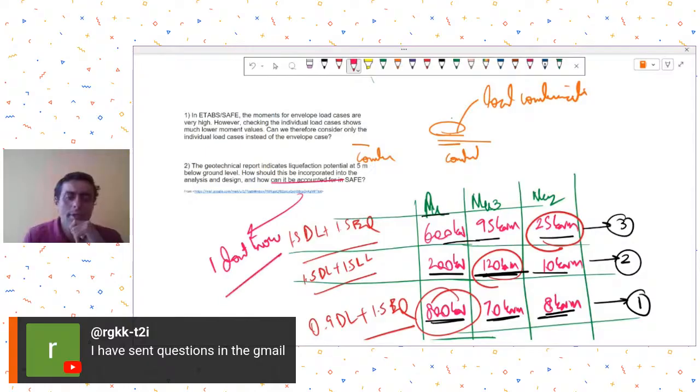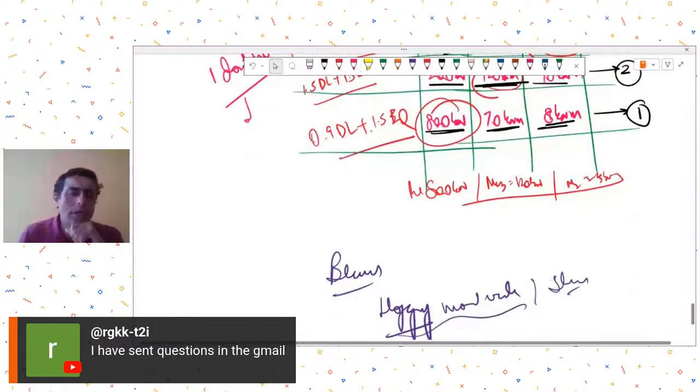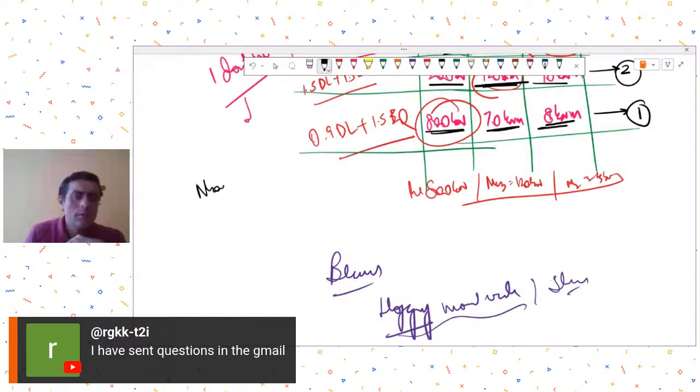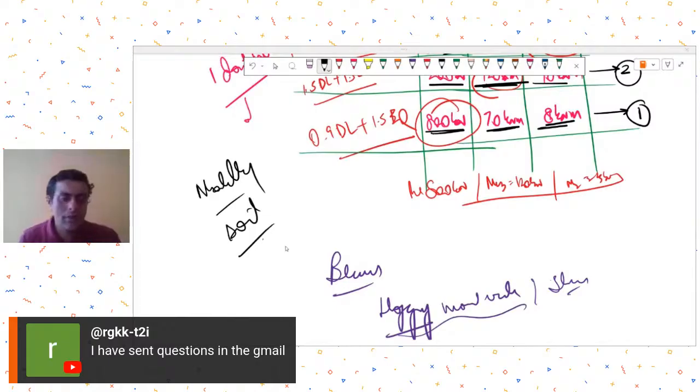Maybe in SAFE and ETABS, now you have the option of modeling soil. So maybe at that level, let's say 5 meters below ground level, you may have to model the soil layer and provide the C5 values, and maybe under the earthquake effects, provide the corresponding C5 values expected under the effect of liquefaction. Maybe that sort of a thing you might have to do. Although I have not done it myself, so I don't know much about it.